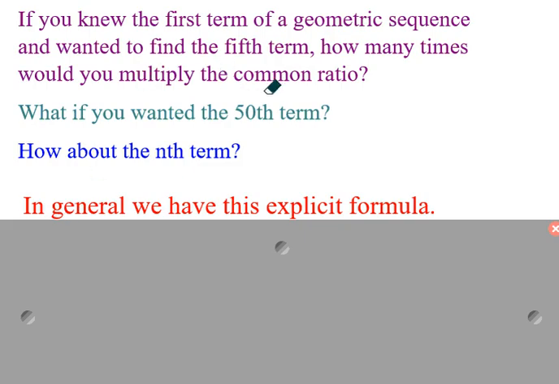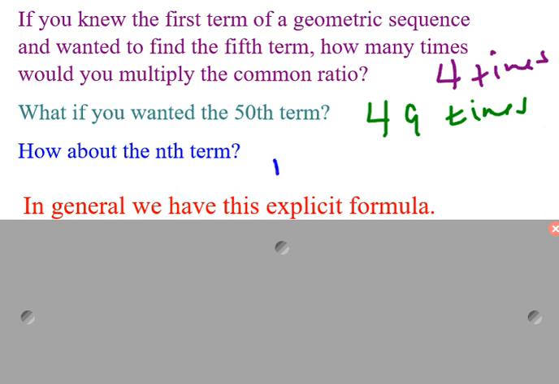And we have this idea that we're just thinking out. If I know the first term, it could be anything, not just whatever we had as our first term. If I want to find the fifth term, I multiply my common ratio 4 times. And multiplying repeatedly is to the power. If I want the 50th term, I'm going to multiply my first term by my common ratio 49 times. And if I want the nth term, I'm going to multiply by that ratio n minus 1 many times.